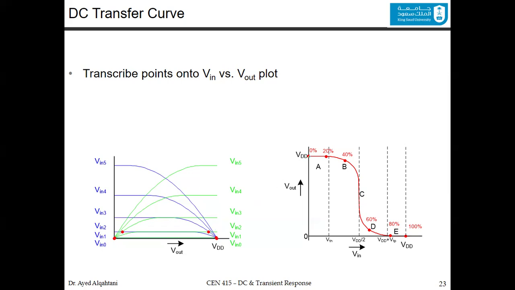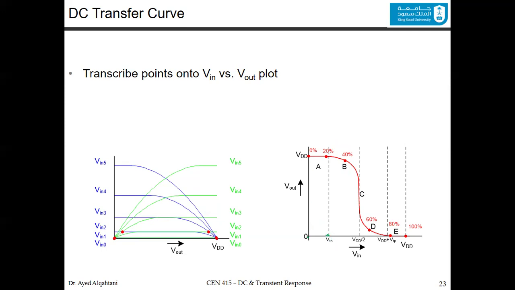You would say that this one is 0%, this one is 20%, and both of them are in region A. Region A is when the input is between 0 and the V threshold of N. In this region, the NMOS is in cutoff and the PMOS is in linear. And we've mentioned this.